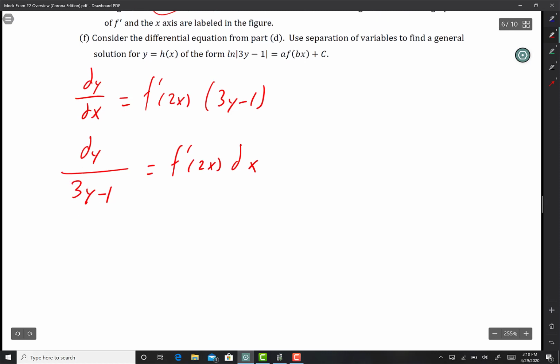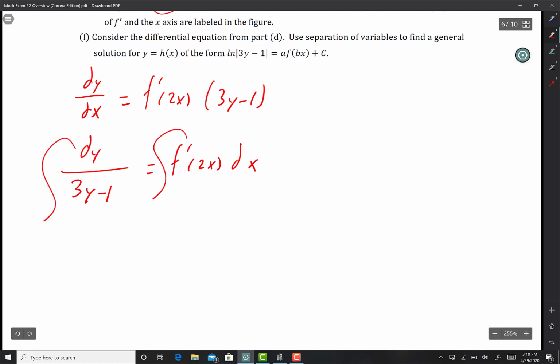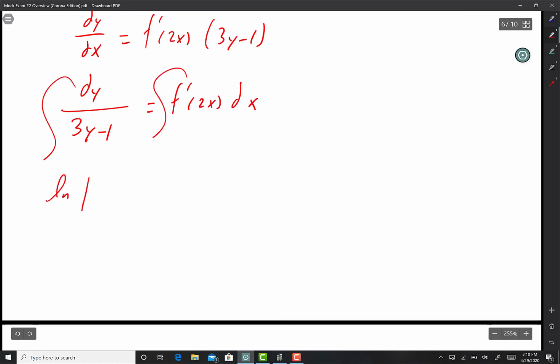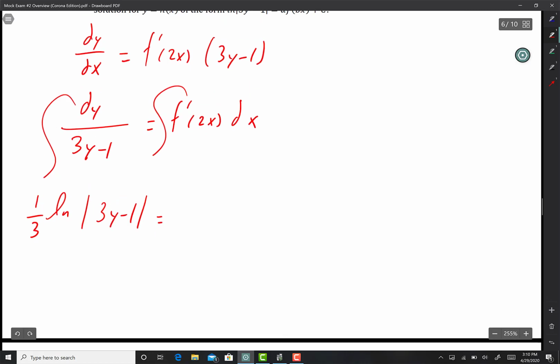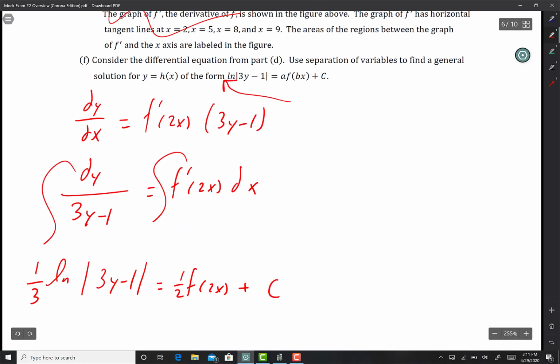So now I'm going to integrate. So this becomes ln absolute value of 3y minus 1. Now if I took the derivative of this, it would have been times 3, so I have a 1/3 in the front, equals, and then the antiderivative of f prime is f. So I'm going to write f of 2x, and I would have had a 2 in the front, but I don't, so you have to write a half, plus c. And now, since I don't have anything in front of this ln, see how it's blank?